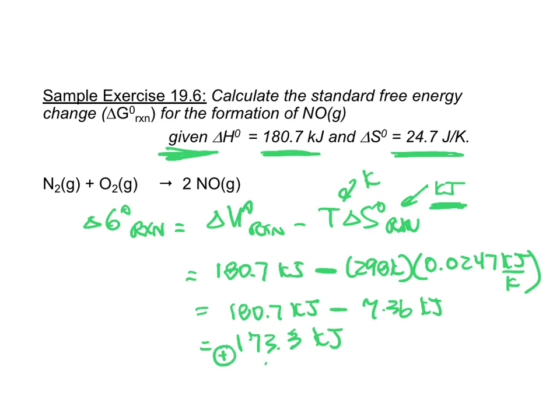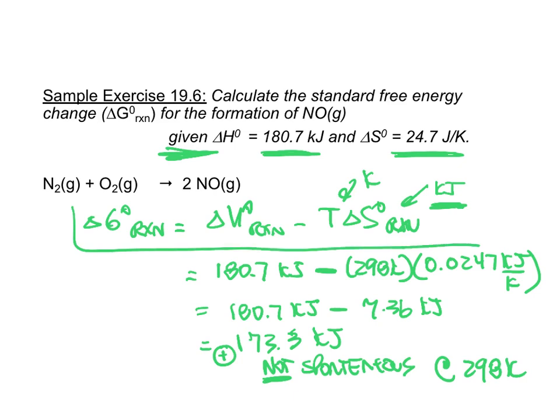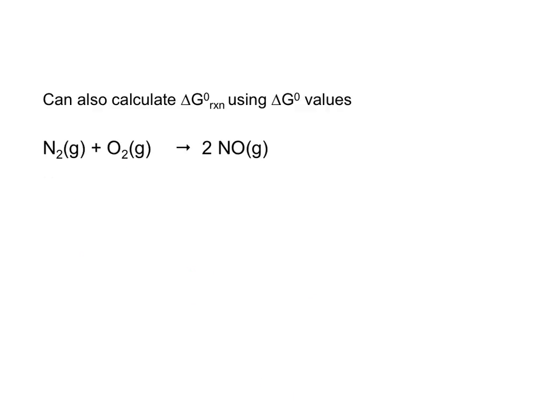This says that this reaction is not spontaneous as written under standard conditions. So again, lots of language, but the main issue is not spontaneous at 298 Kelvin. Sometimes you will be using this Gibbs equation. Other times, you might be given the values of delta G0. And I wanted to do that for you so that you could see what's going on.